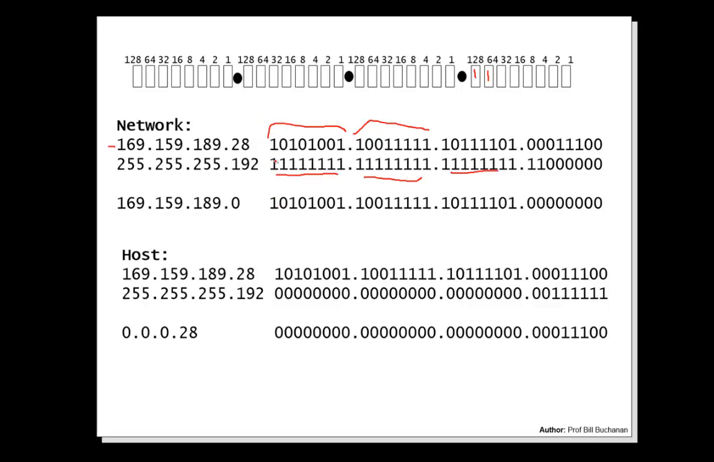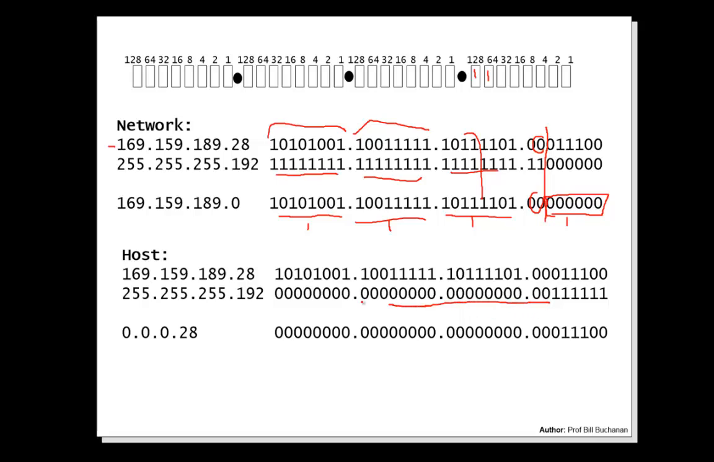So to define the network part, we take all the parts which have a 1 and we allow the bits to come through. So here, here, and here. The bits have just come straight through from there. Then over here, for this part, we'll take whatever's here and place it there. And then all the other bits will be zeroed, no matter what they are. So the address we end up with is 169.159.189 and then .0.